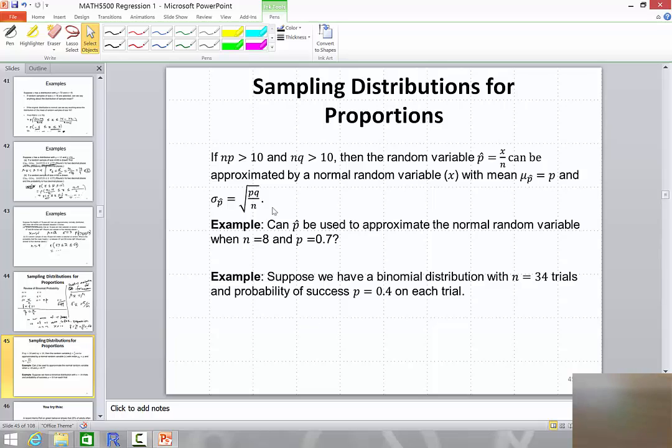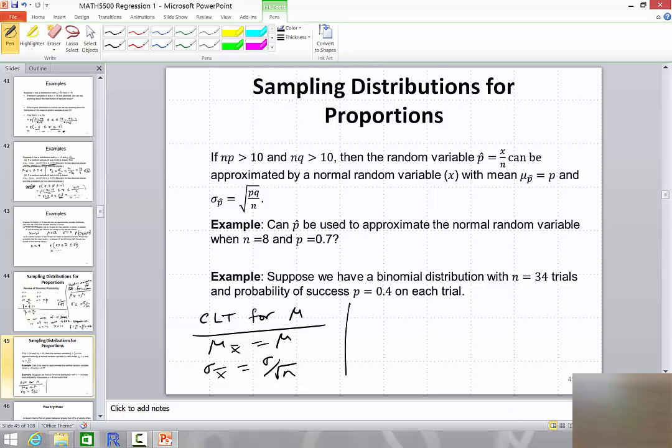So let me tell you what these things mean. When you did the central limit theorem for mean, we had this formula: mu x bar is equal to mu, sigma x bar is equal to sigma divided by square root of n. This is the central limit theorem for mean.